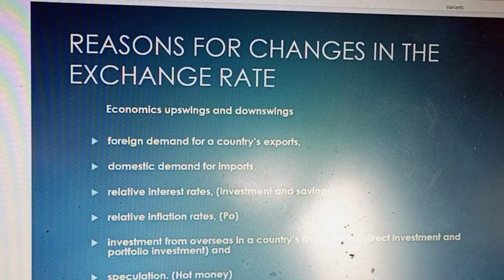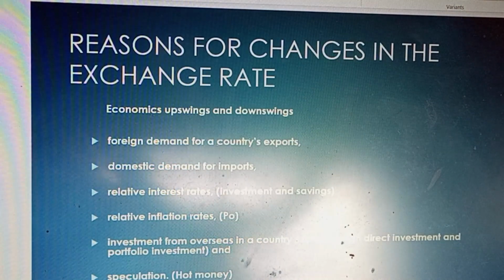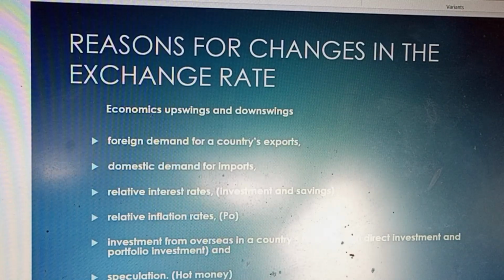Thank you for that. Now, let's look at the reasons for the changes in the exchange rate system. One of the basic reasons for the changes in the exchange rate system is the economic upswings and the downswings in the economy. If we talk of economic upswings and downswings, what does it mean? This simply means that there are some times that things are very good in the economy and some other times things are very bad.